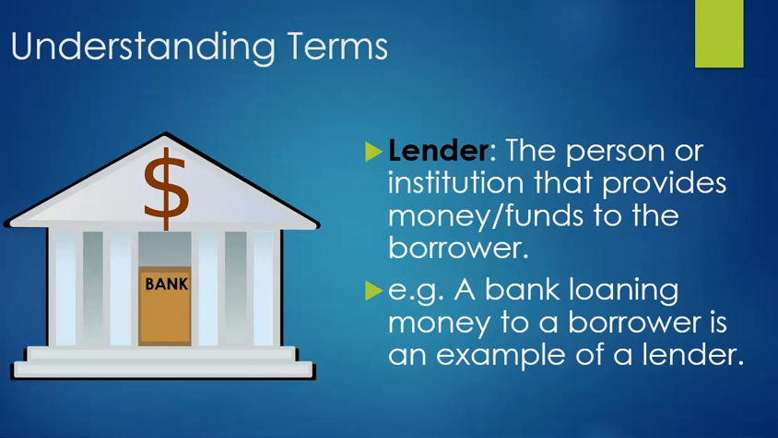The first is who exactly is a lender. Now, a lender is a person or an institution that provides money or funds to a borrower. For example, a bank loaning money to a borrower would be considered a lender.